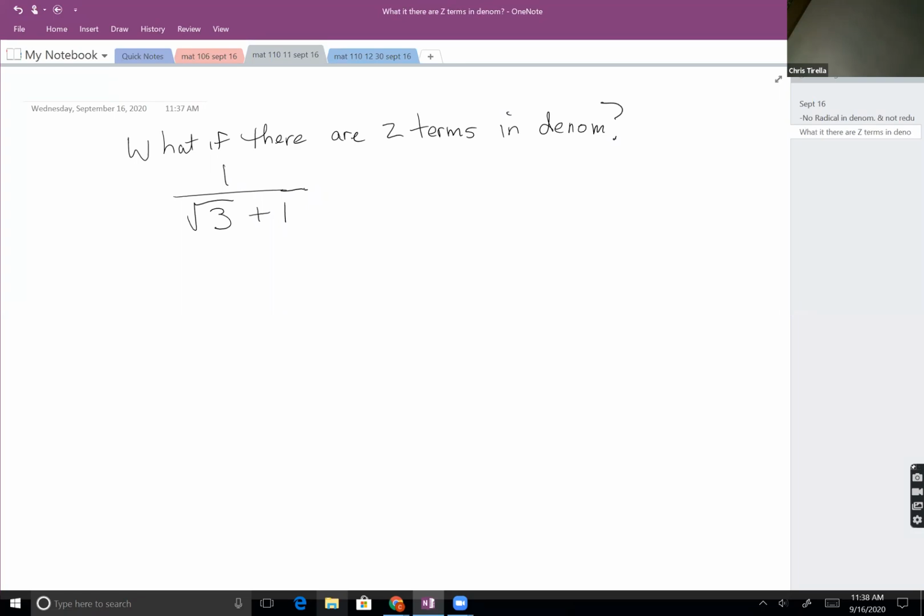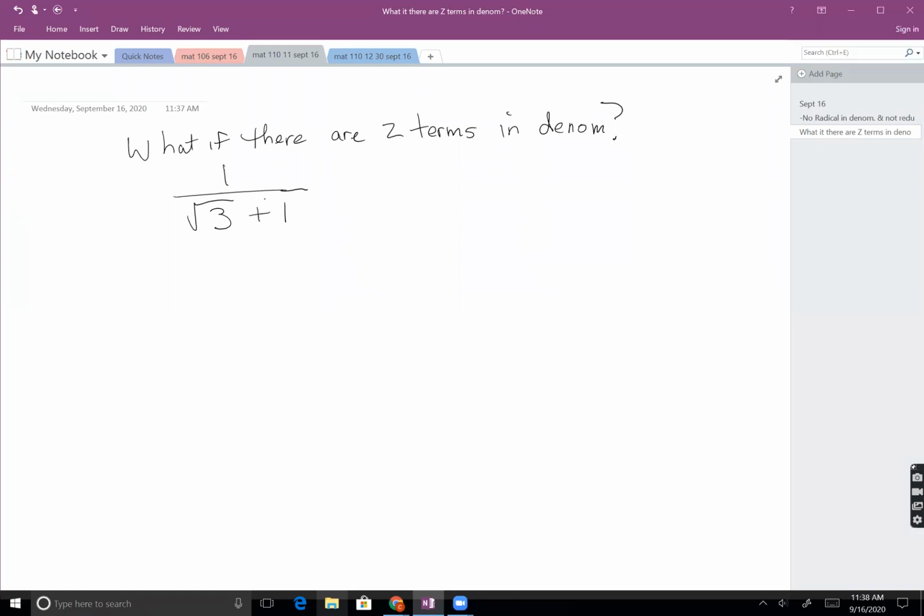What do you folks think I'd need to multiply this by to get that square root out of the denominator? Multiply by 1 on the top and on the bottom. Then if we multiply the top, it would change the top number. Then you just have a radical on the bottom. We can't have a radical in the bottom, so we've got to get the radical out of the bottom.